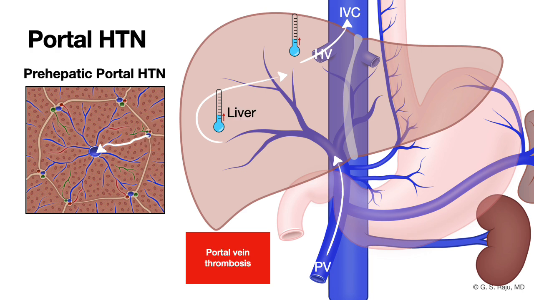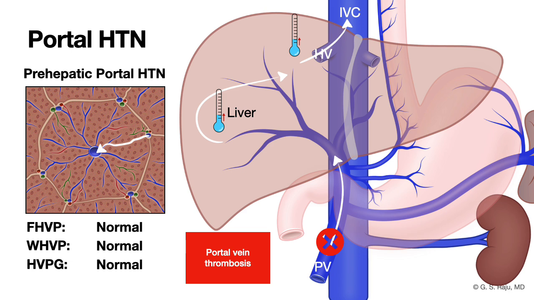And when you have a problem in the portal vein because of thrombosis, again, your pressures will be normal. Free hepatic vein pressure will be normal. Wedge hepatic vein pressure will be normal. Gradient would be normal. But you may see varices, and on ultrasound or on imaging, you also notice a clot or thrombosis with or without collaterals. And that's how you diagnose portal hypertension.